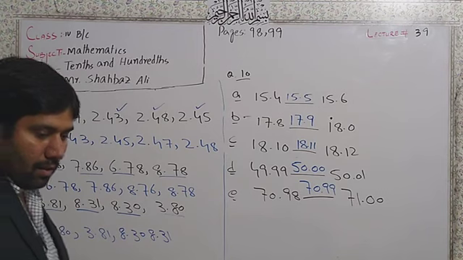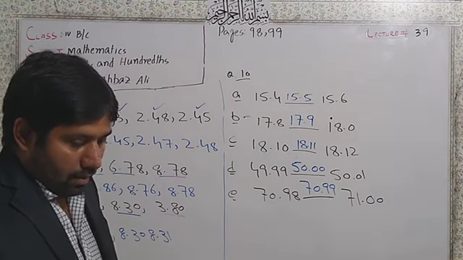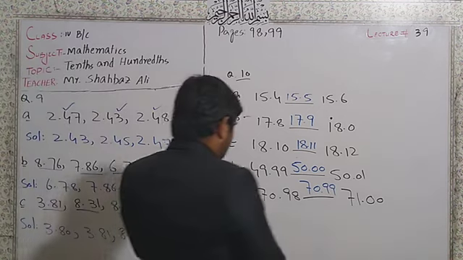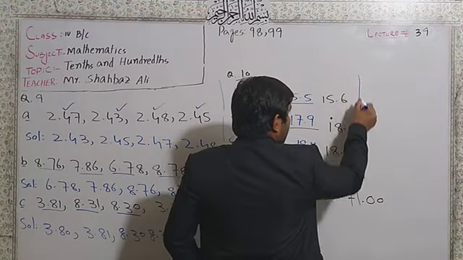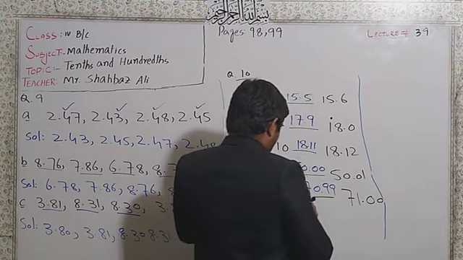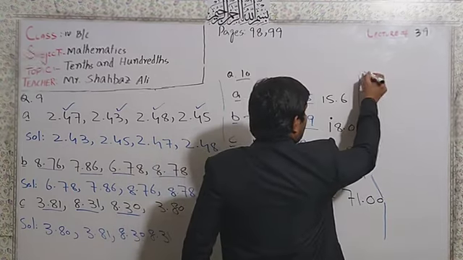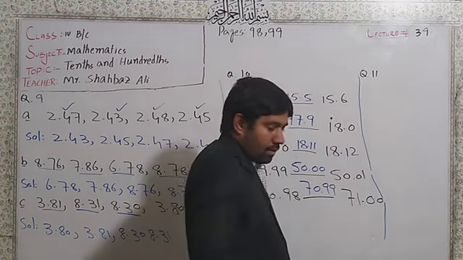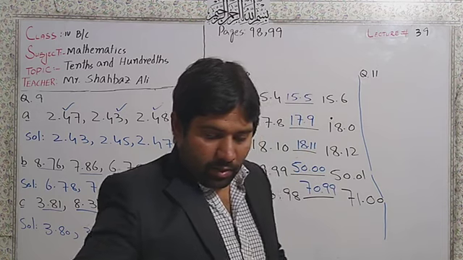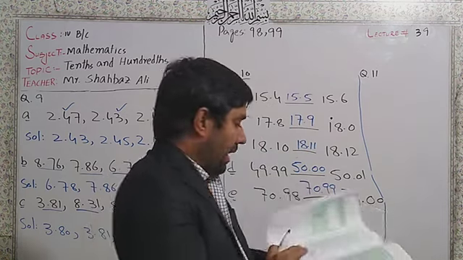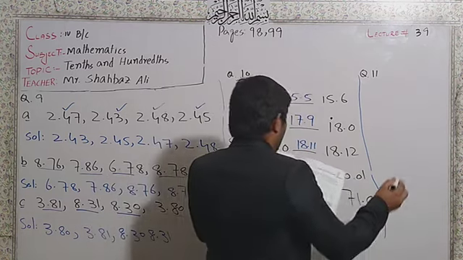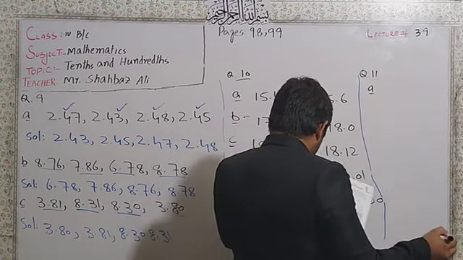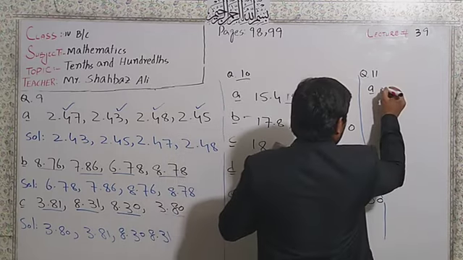Next question, 11. Write these as fractions. This is question number 11. It's very easy. The question is given in decimal form. You have to write it as a fraction. Part A, 19.94.